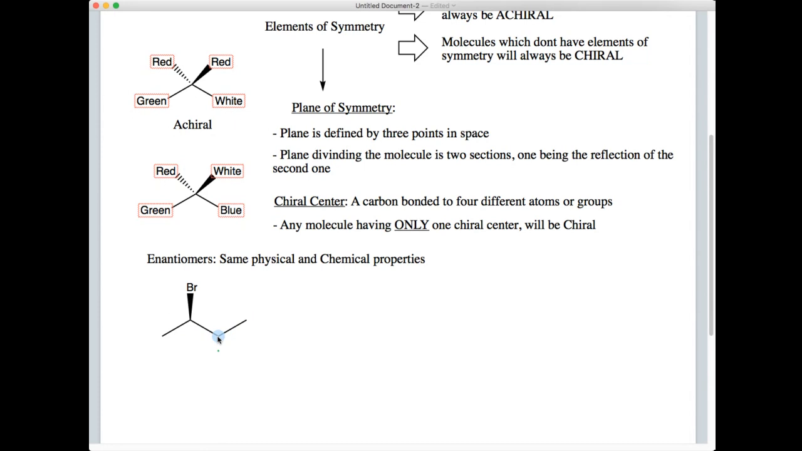What about this carbon here? Is that a chiral center? This carbon has 2 hydrogens, same groups, not a chiral center. 3 hydrogens, not a chiral center. What about this carbon here? Is this a chiral center? It is a chiral center, right?